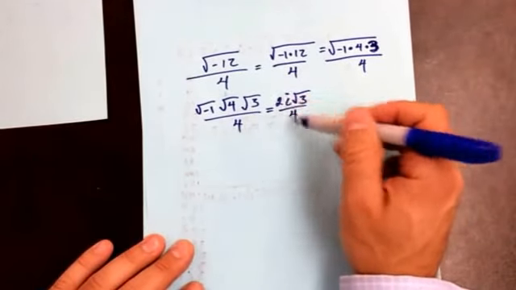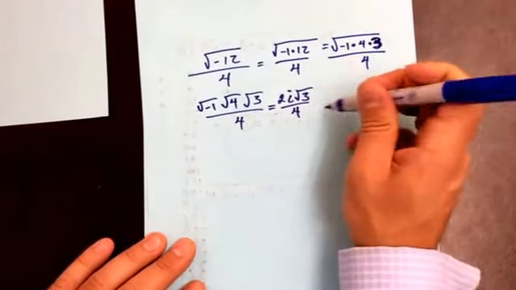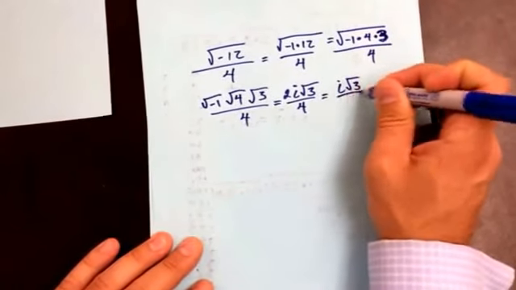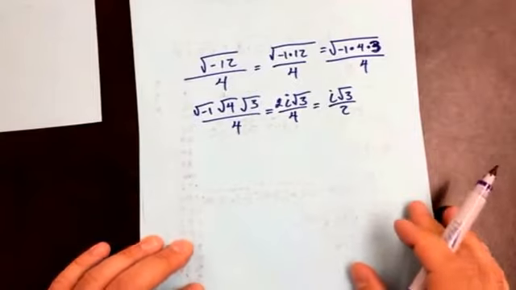So I can simplify this right here. 2 divided by 4 is 1/2. So this is going to be i square root of 3 over 2. I'm just going to simplify those guys down.